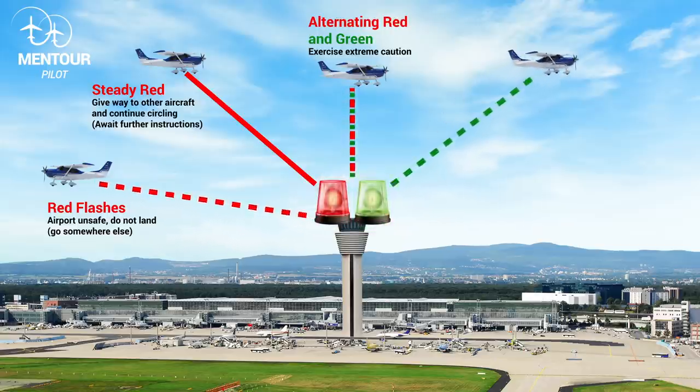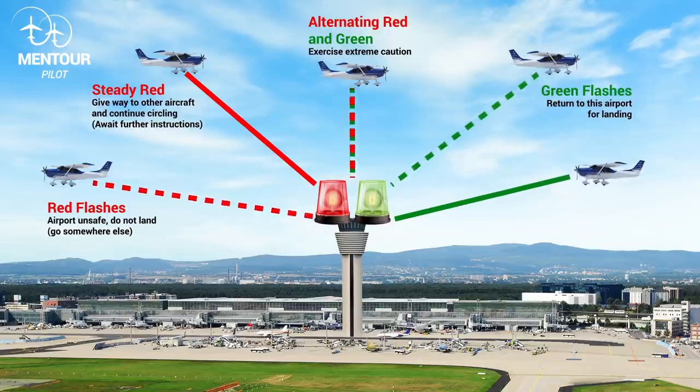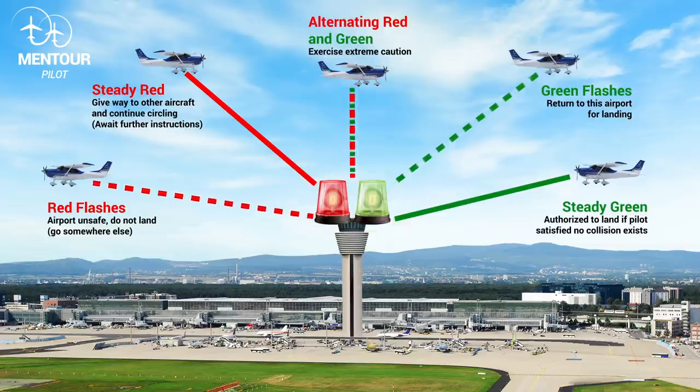If I get an alternating red and green light, it means take extreme caution. And then I could get a full green light, which is what I'm hoping for. And the full green light indicates you're clear to land, but always look out if there's anything else around, because they still can't communicate with us.